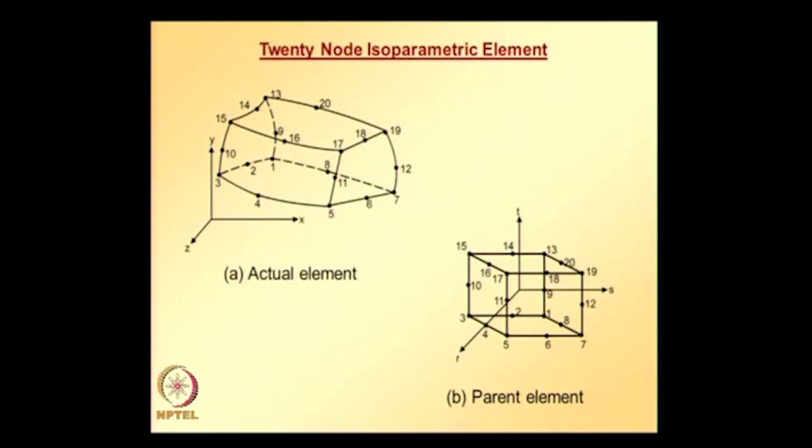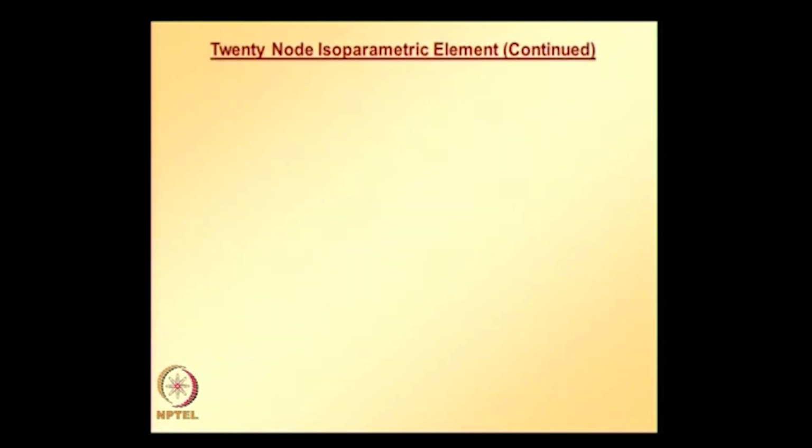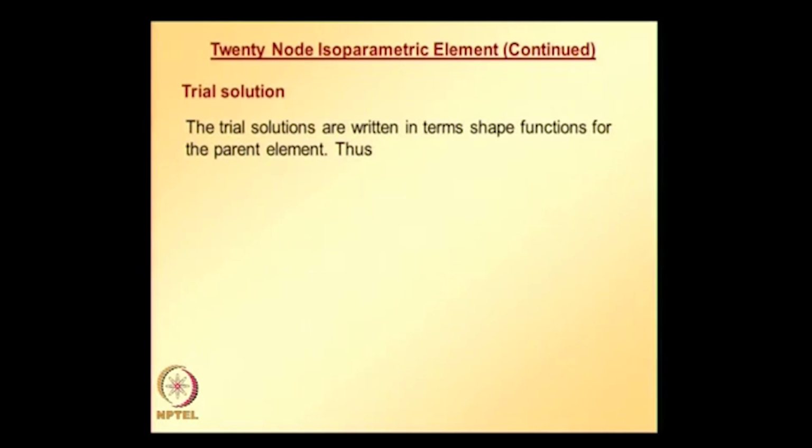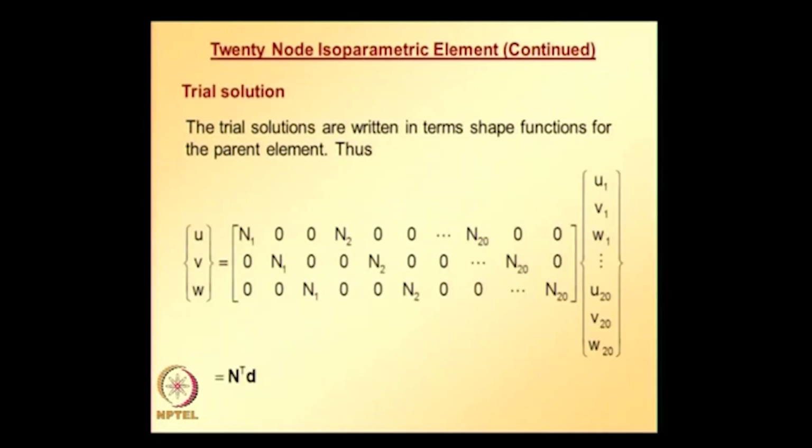Once we have that information we can write the trial solution in terms of finite element shape functions. This equation is similar to what we have seen earlier, except that the number of nodes has increased. The matrix consisting of finite element shape functions is denoted with letter N, and the displacement components at all the nodes are denoted with letter d. So, it is compactly written as N transpose d.